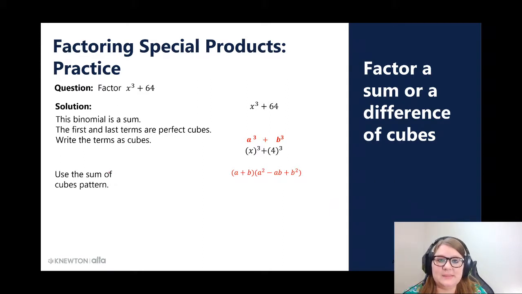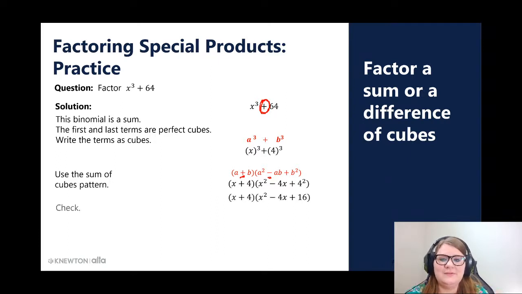Same, opposite, always positive. Same sign is plus, opposite is minus, always positive is positive. Again, remember, I'm looking at the original sign, which is a plus. That's how I know same is plus, opposite is negative. When I plug in x and 4 into those spots, I'm going to get x plus 4 times x squared minus 4x plus 4 squared. Now 4 squared is 16, so I write that out, and voila.